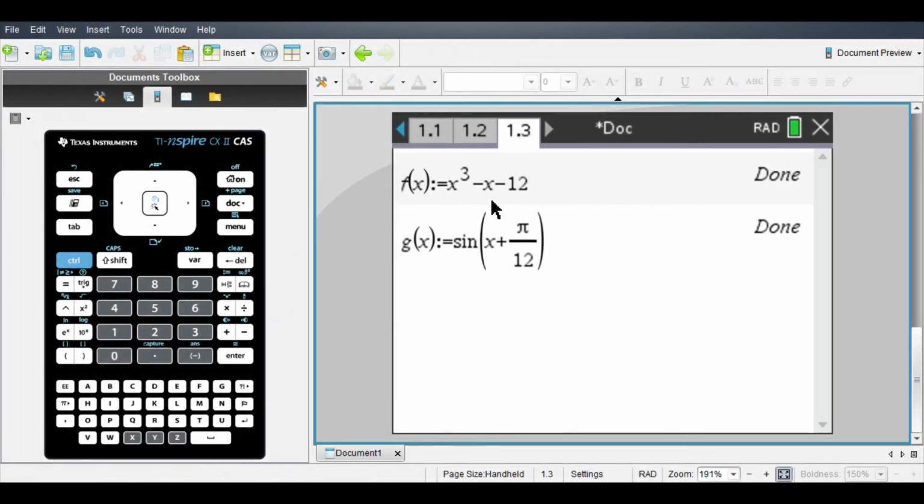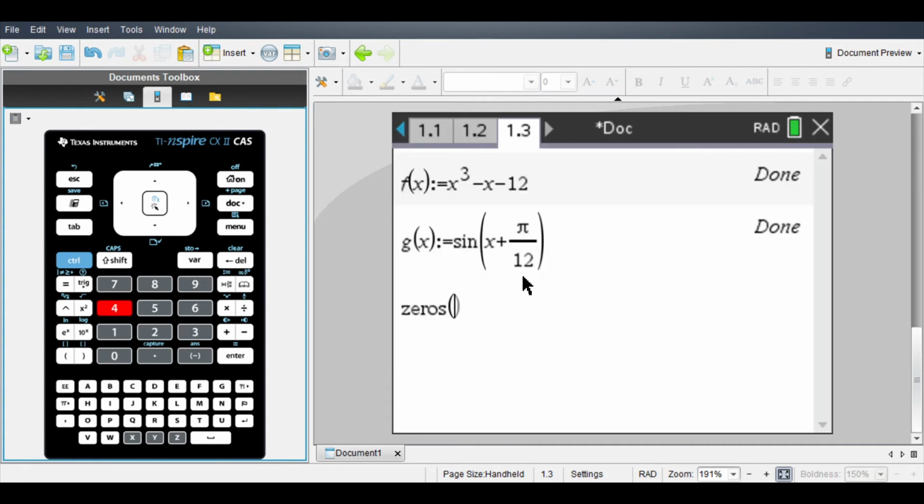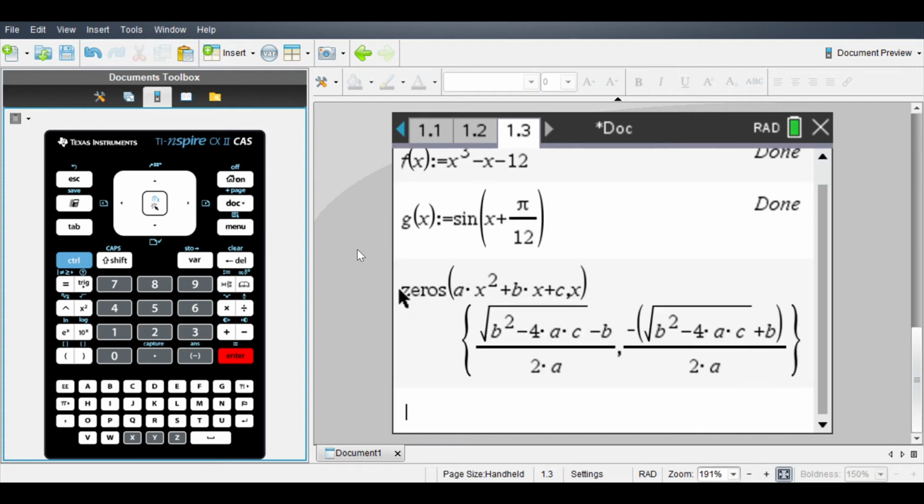So finally, I'll talk about zeros, which is essentially a better alternative to solve in some circumstances, and I'll use these two functions for demonstration. So first up, you can find zeros in menu 3.4, and it essentially just finds the x-intercepts. So the syntax of zeros is you will type your expression first, and then you would specify the variable, which in this case is x, and then it will tell you what the x-intercepts are.